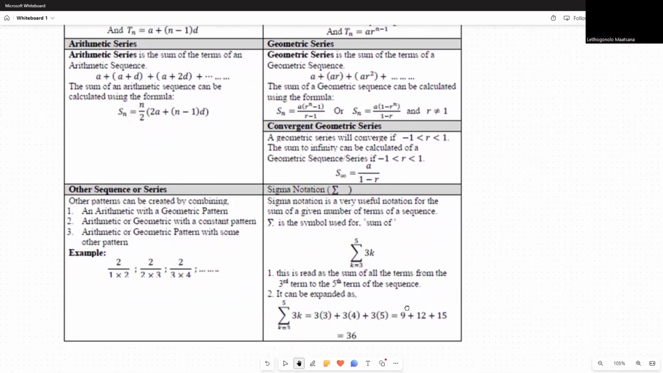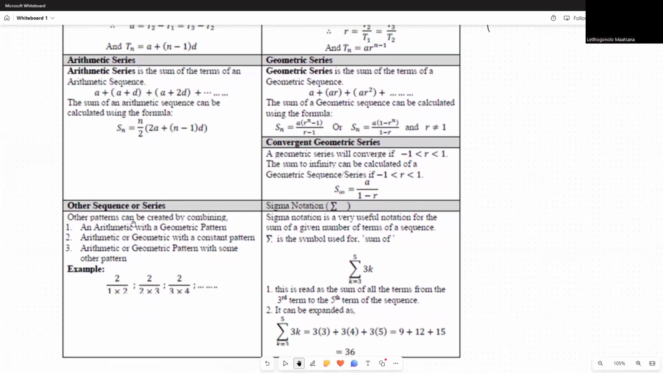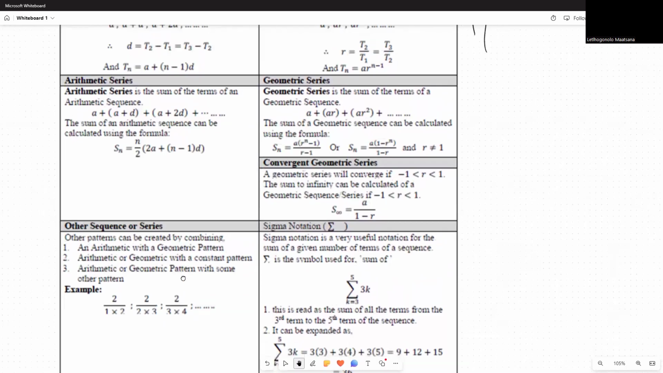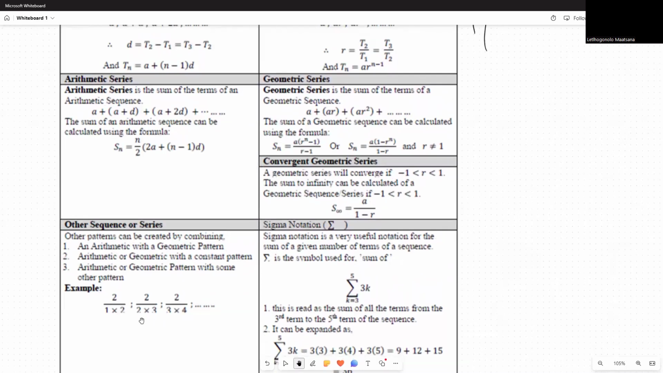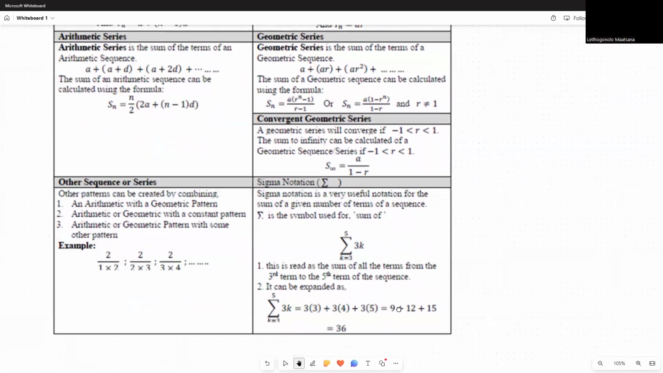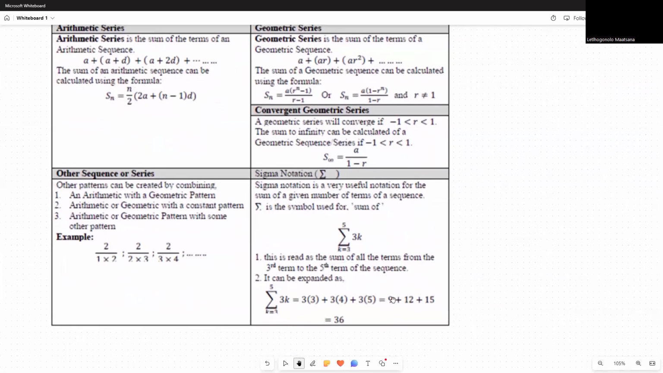Now, for your matric exams, they sometimes can put more than one pattern, in this case sequence, in one. For example, they've given you this, which is a combination of your geometric pattern and your arithmetic pattern. So you can also find that, but the question sheet gives you clues to see what's going on.